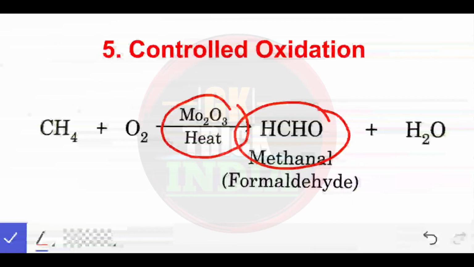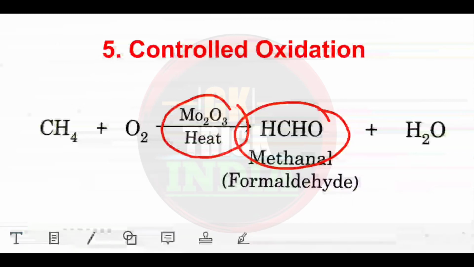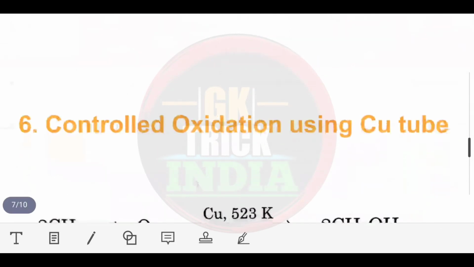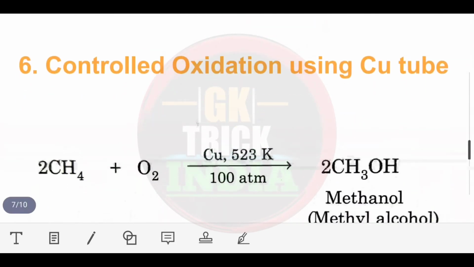This is a case of controlled oxidation. Going on next, we have another example of controlled oxidation reaction, where the alkane is oxidized in presence of copper tube in 523 Kelvin and 100 atmosphere to give methanol.